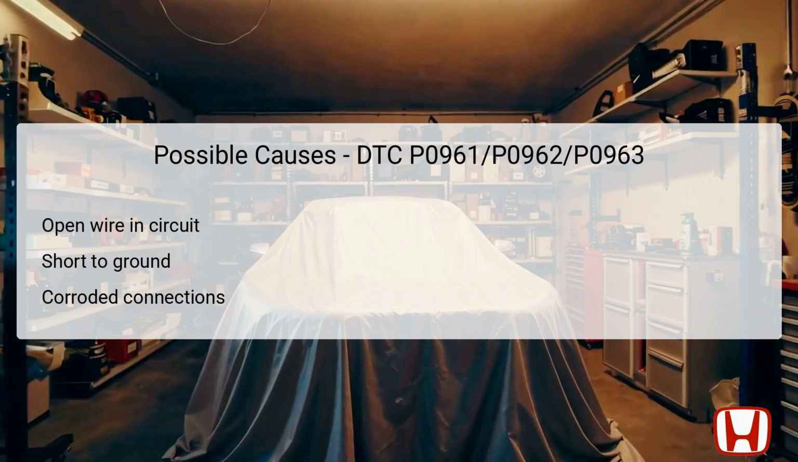Additionally, corroded connections can compromise the integrity of the electrical circuit, affecting communication between the solenoid and the TCM. Each of these issues underscores the importance of a thorough visual inspection, as well as electrical testing, prior to attempting component replacements. Ensuring a secure and clean electrical connection is crucial for maintaining proper functionality of the solenoid and overall system performance.